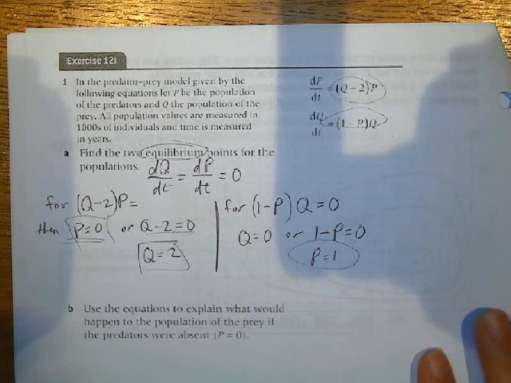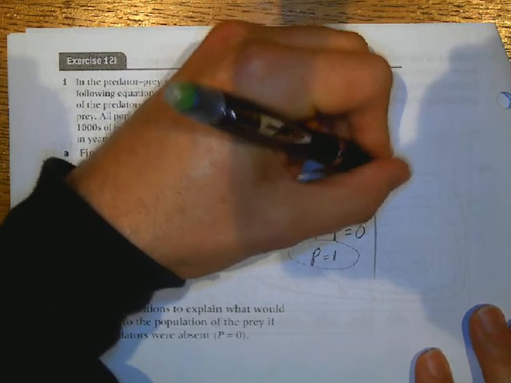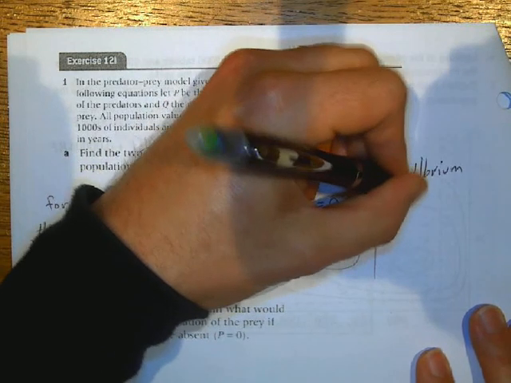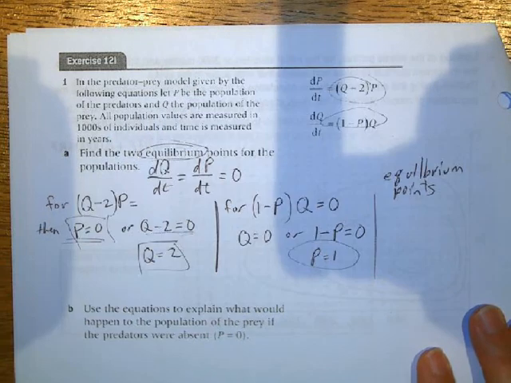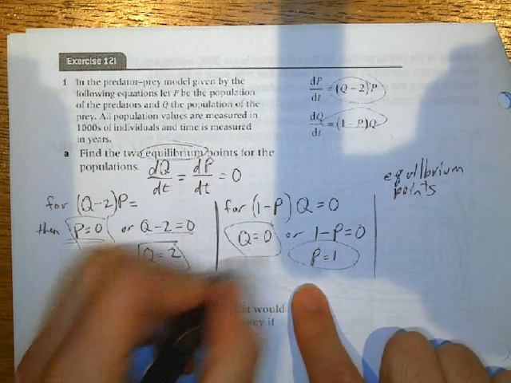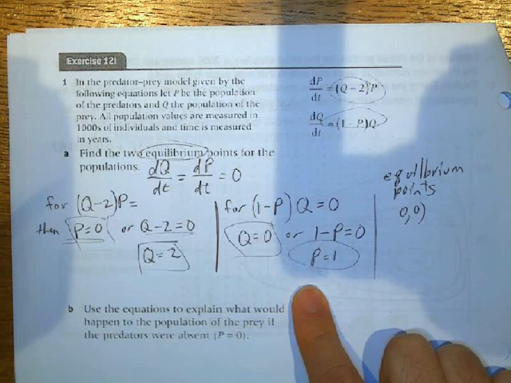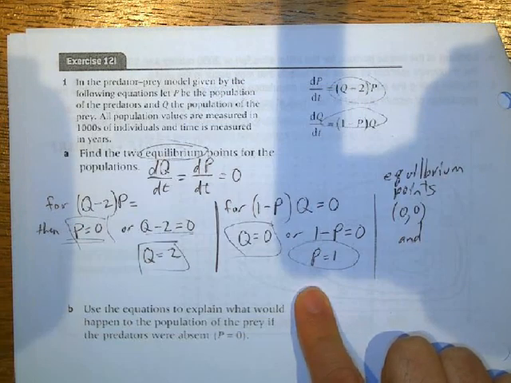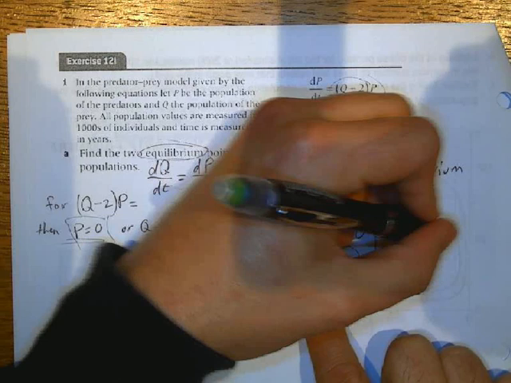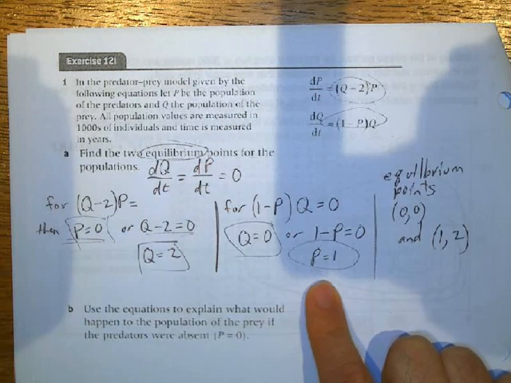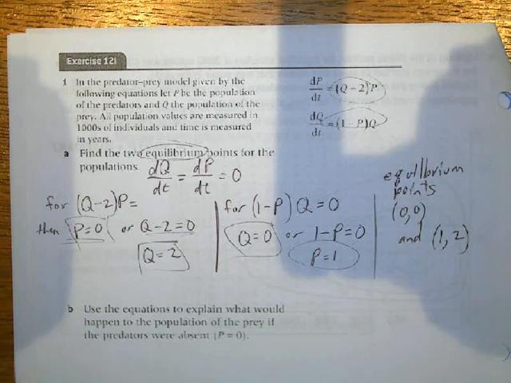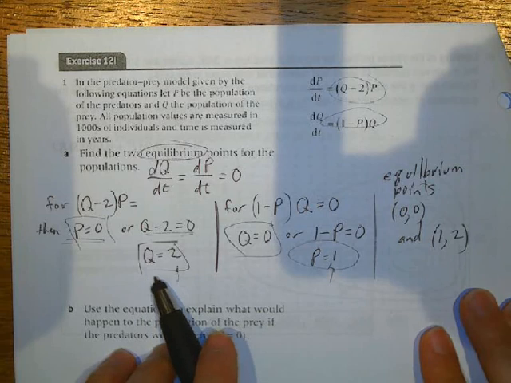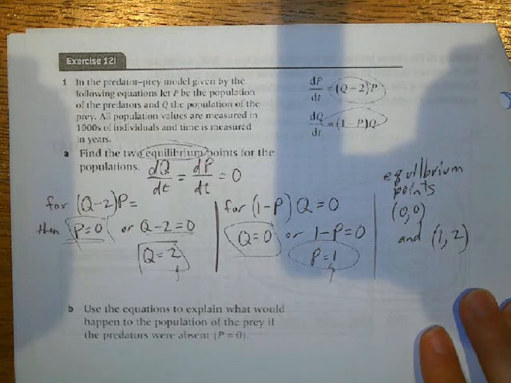So my equilibrium points happen at 0, 0 and at 1, 2. Now, how do I know which variable comes first? It's alphabetical. P comes before Q. Right? Okay.